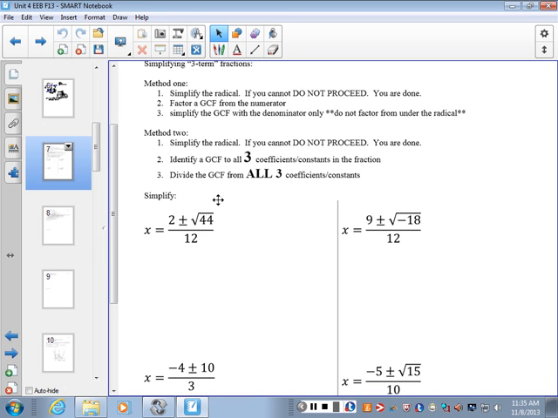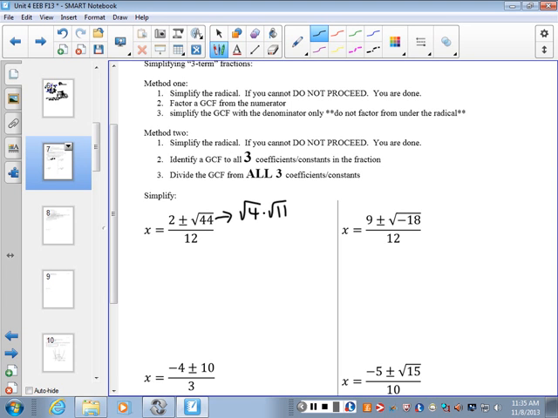So can I simplify the square root of 44? Do any of my perfect squares evenly divide into 44? 4 and 11. So I have a chance to simplify this, because for the square root of 44, I can do the square root of 4 times the square root of 11. So I've got to do that, and that's the place to always start: the radical. Always start with the radical. So the square root of 44 is the same as 2 times the square root of 11.